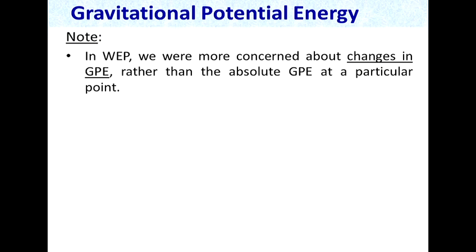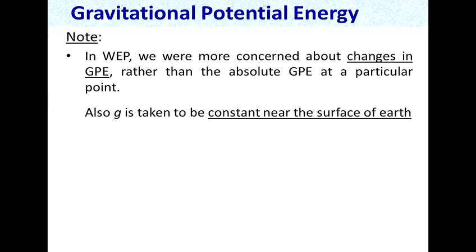Just some things to note, because some students have some queries on why the way we calculate GPE is so different from what we used to do in WEP. So you need to know the difference. In WEP, we are more concerned about changes in GPE rather than the absolute GPE. In WEP, we hardly ask you, what is the potential? We're always asking for change. What is the gain? What is the loss? So it doesn't matter what the absolute potential is at a particular point, because you're only interested in the change.